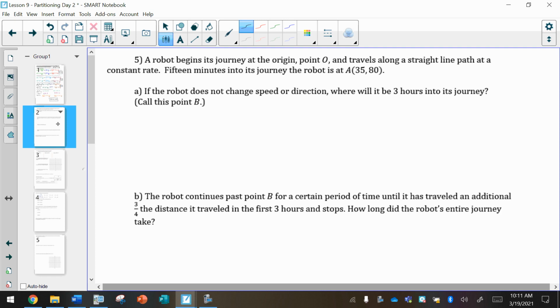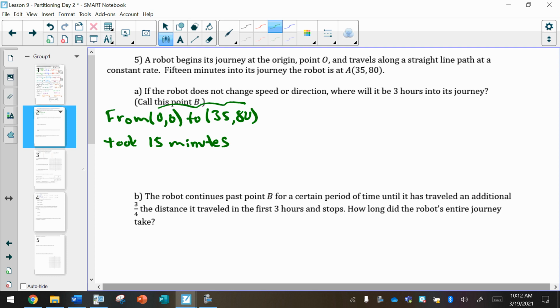What we know is that it started at (0, 0), and 15 minutes later, it's at (35, 80). So let's just do a quick little summary here. From (0, 0) to (35, 80) took 15 minutes.